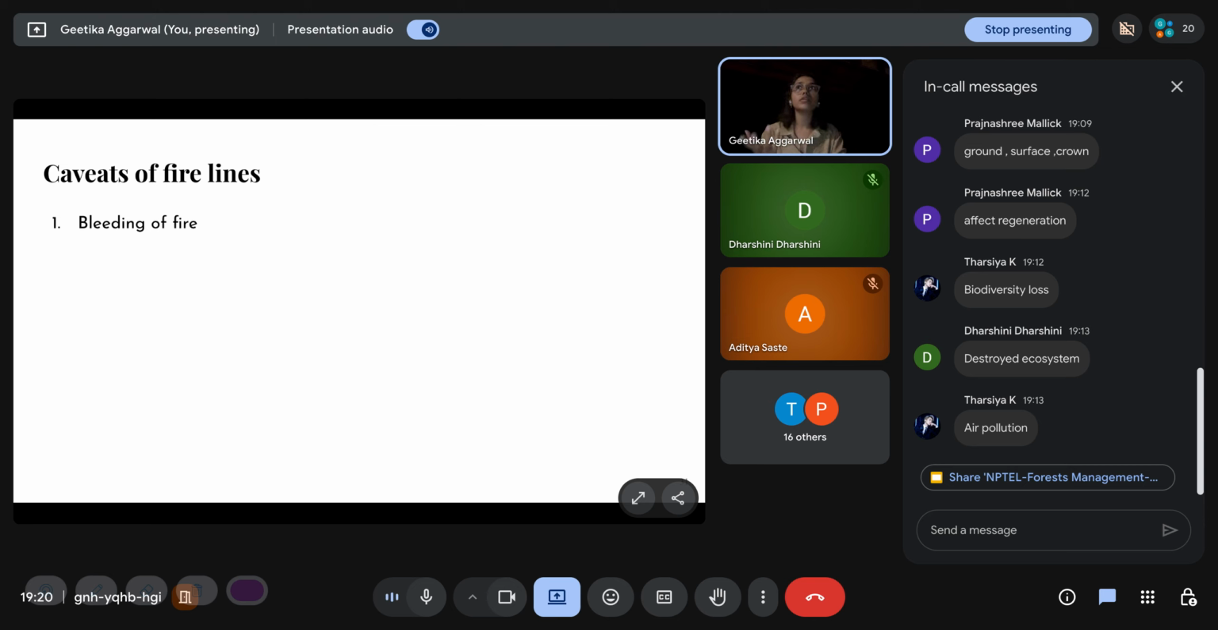Because there might be certain areas where there's still combustible material left, or the fire line was not broad enough, or there was enough wind activity to spread it to the other side. So there can be bleeding of fire from one side to the other. There could be infiltration, in the sense that you made a fire line, very good, between two sides. You made a fire line, and now there's no combustible material left.